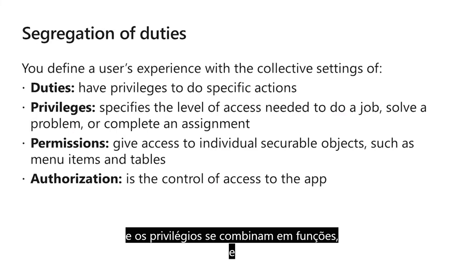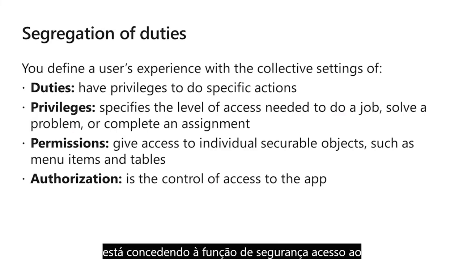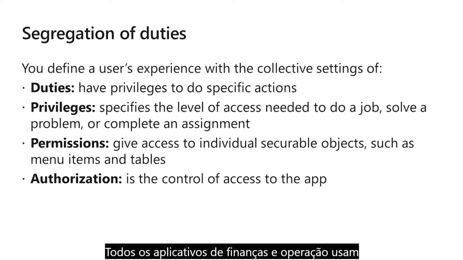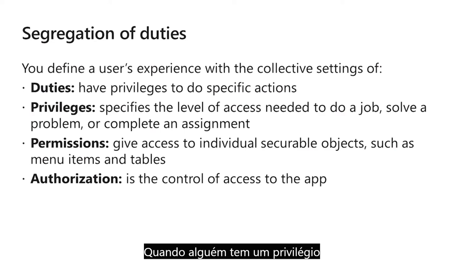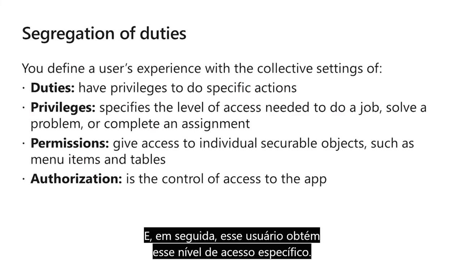and privileges combined into duties. And your administrator is granting security role access to the program by assigning duties and privileges to those roles. All finance and operation apps use what's called context-based security. And what it does is determine access to secureable objects. So when someone has a privilege that's associated with an entry point, you're specifying at what level of access they have. And then that user gets that specific level of access.